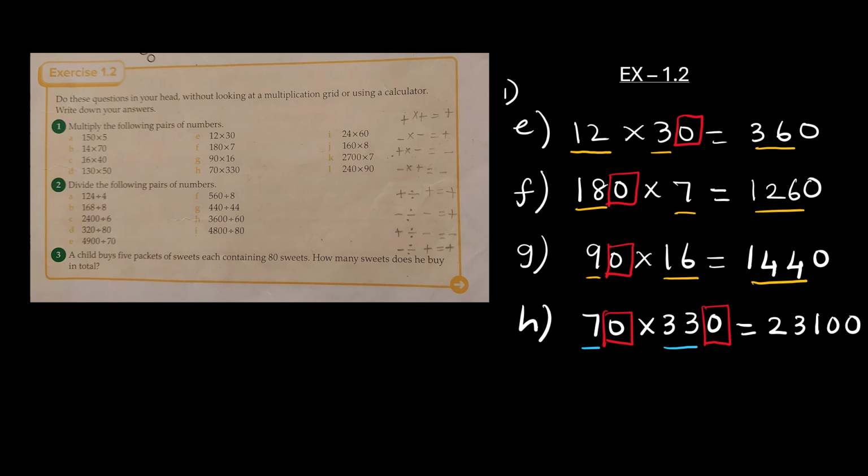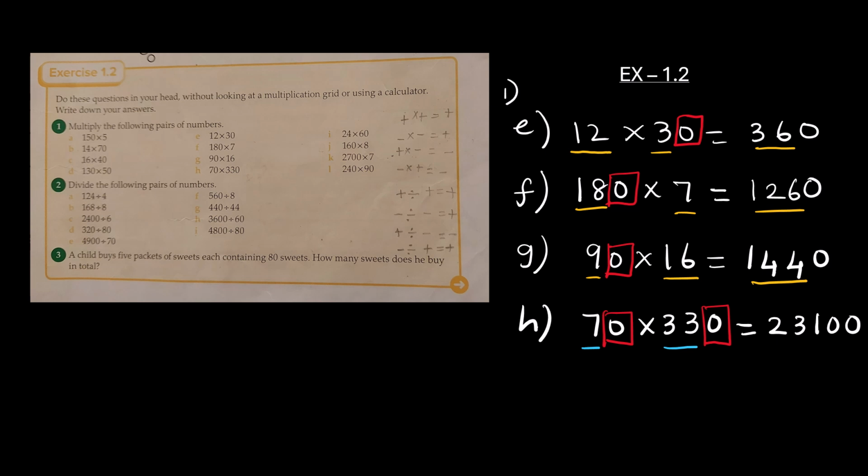Now, question 90 into 16. Just multiply 9 into 16. The answer is 144. So the 0 we have to add to the end of the number. So the answer is 1440.